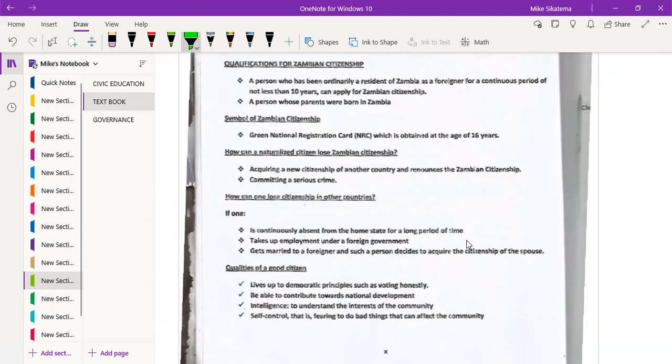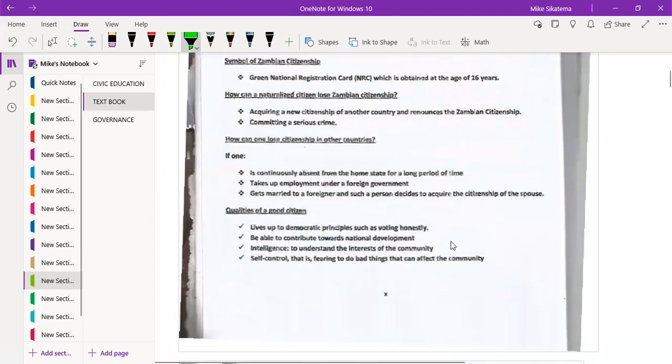How can a naturalized citizen lose citizenship? Not following the law of your host country, definitely. Acquiring a new citizenship of another country and renouncing the Zambian citizenship, so renunciation and expatriation, and committing a serious crime. Like, of course, you are here in Zambia, but you're under another government as a spy for that country. You can actually lose your citizenship.